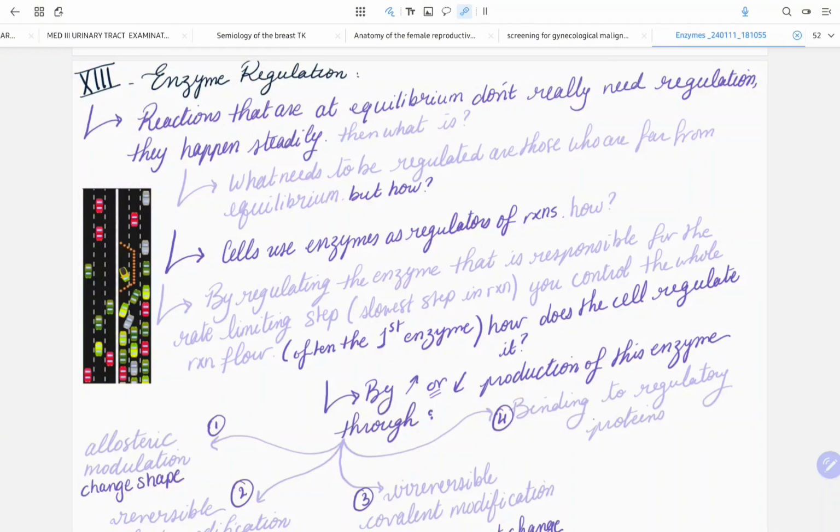So now moving on to enzyme regulation. If you think with me right now, reactions that are at equilibrium, do you think these reactions need regulation? Of course not. They're already at equilibrium. What type of reactions that need regulations are those that are very far from equilibrium, right? How?